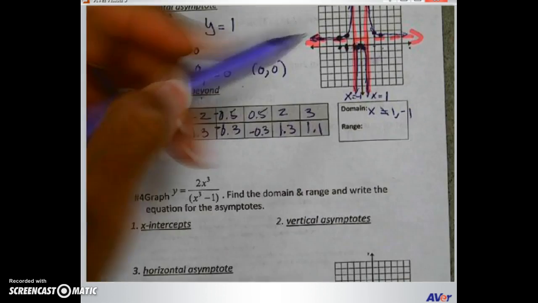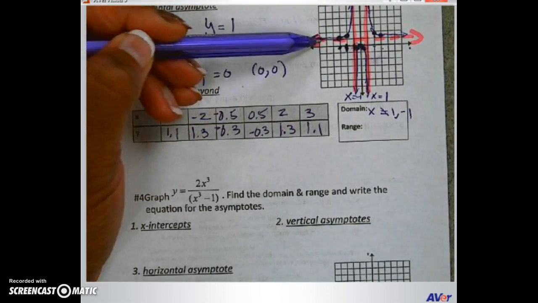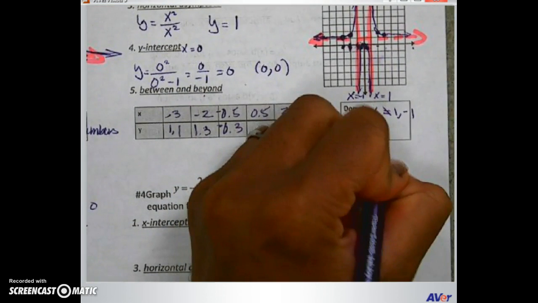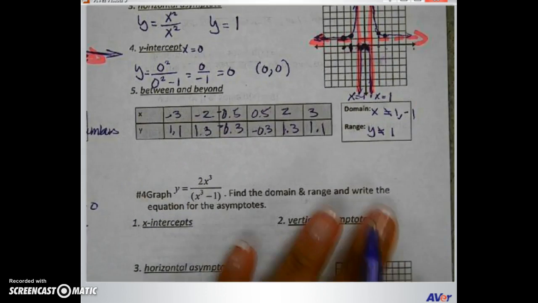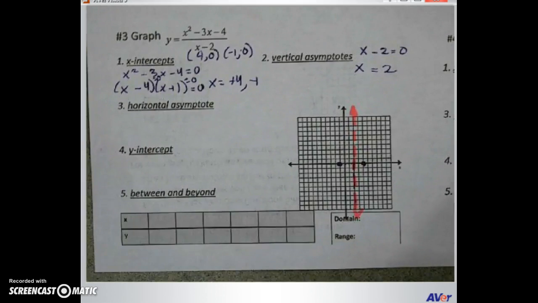For the range, that's when I'm looking up and down. Any restrictions there? Yeah, there's a restriction here. It's never going to be equal to that. So I'm going to say y is not equal to 1. Your asymptotes will most likely, sometimes, most of the time, be the answer to that. Okay, thank you for that wonderful commercial break.